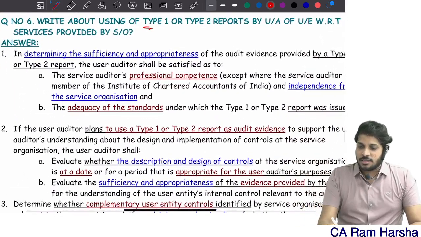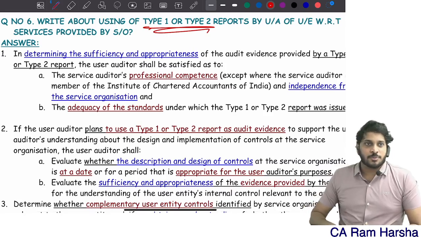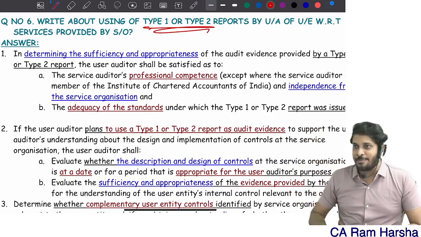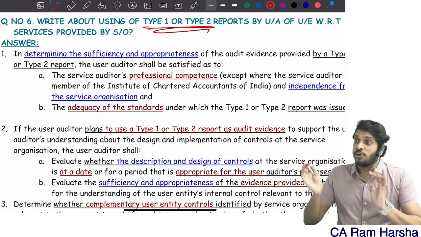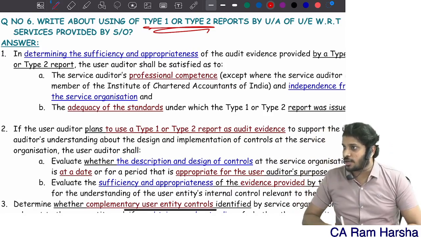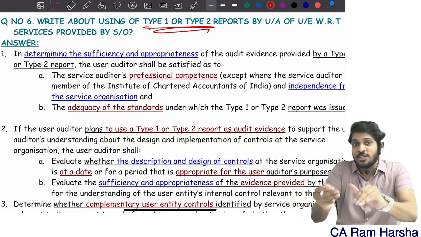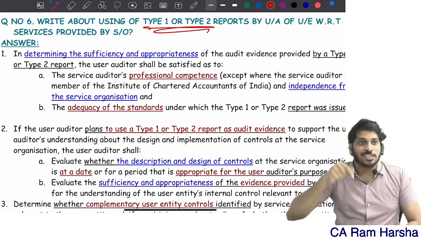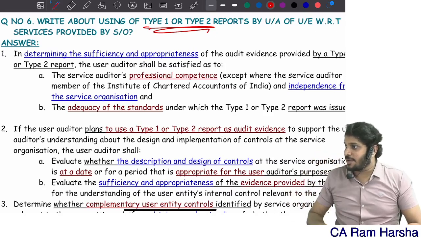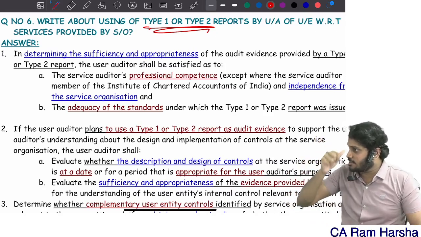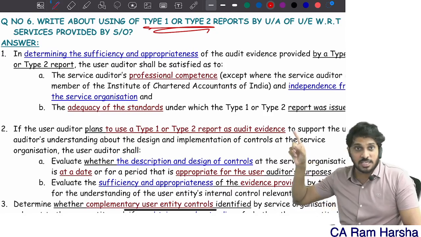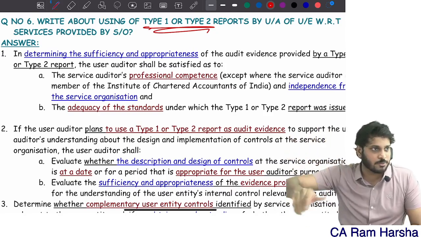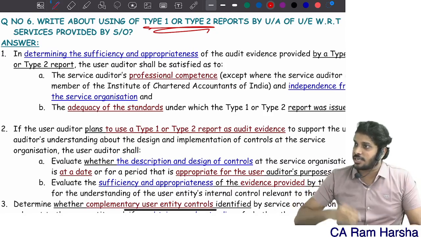Now, suppose I decided to use a type 1 or type 2 report. Suppose a type 1 or type 2 report is there. I need not go there. Happy. You want to use that report. What points should you check? Don't blindly use it. Who is this service auditor? You should check his competence, his eligibility, his capability. Maybe the service organization, as a formality, said they prepared some audit report by a dummy user auditor, a dummy service auditor.